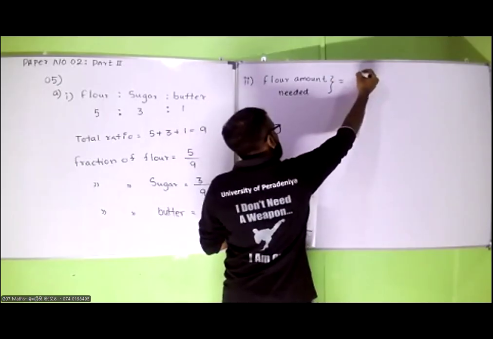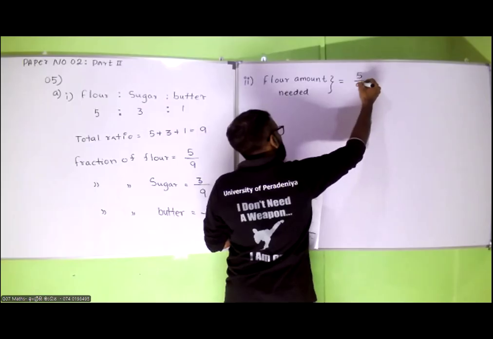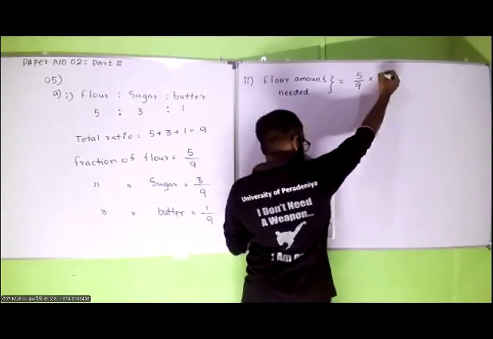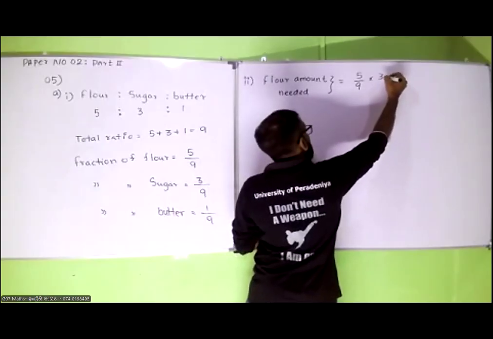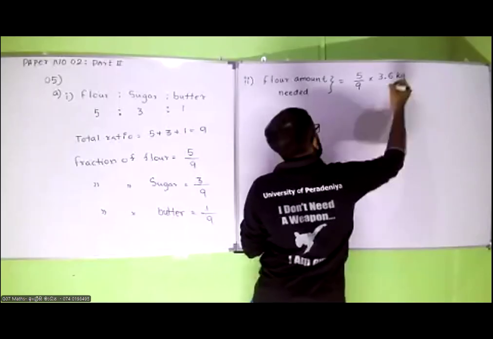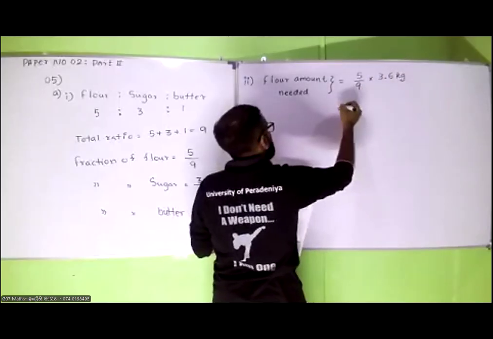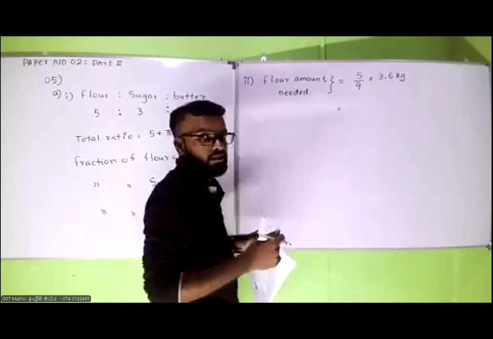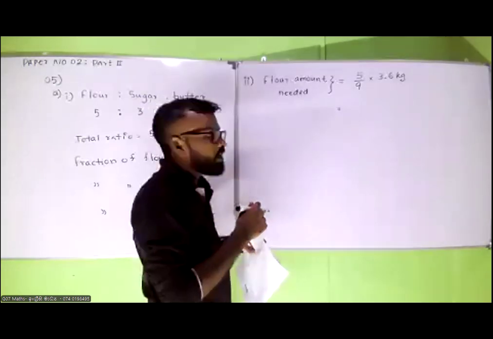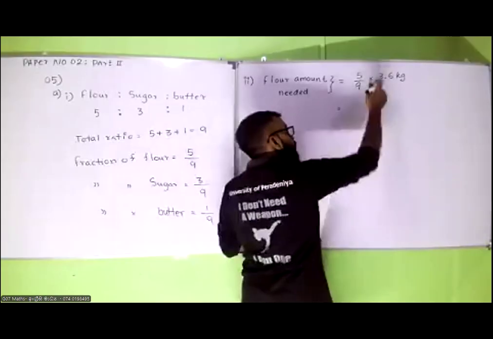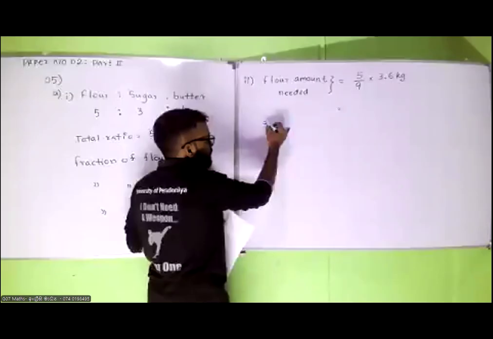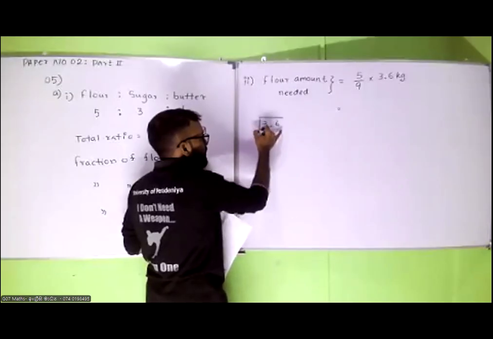Right? So this is the fraction of flour amount, 5 upon 9. So the total mixture is 3.6 kilograms. So we have to multiply this by 3.6 kilograms so that I can get the amount of flour that we need in kilograms to obtain the answer. So you know how to divide this 3.6 by 9.